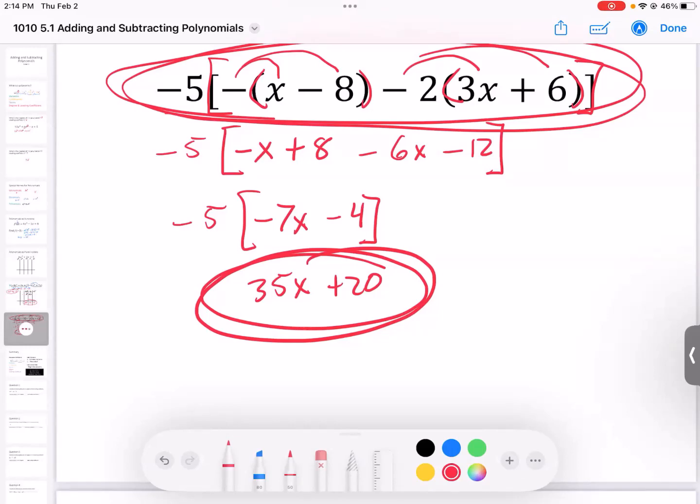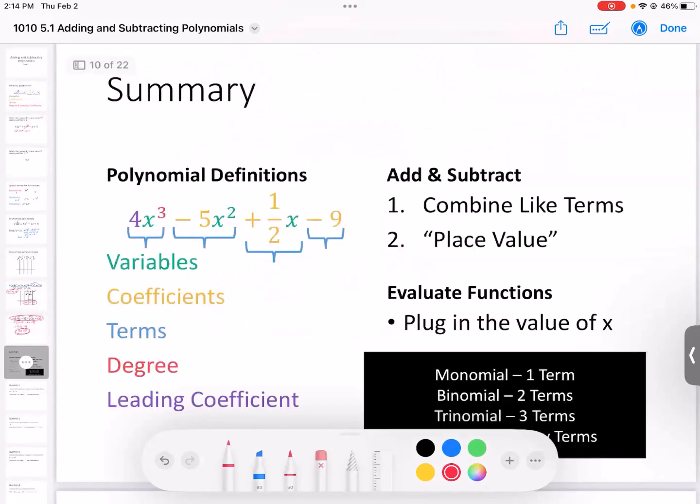And to summarize everything we talked about, the definition of a polynomial is a whole bunch of terms that are added together. Each term has a variable with an exponent and a coefficient, which is the number multiplied by it. And the degree of the polynomial is the largest exponent. And the leading coefficient is the number that's multiplied in the term of the leading or of the largest exponent.